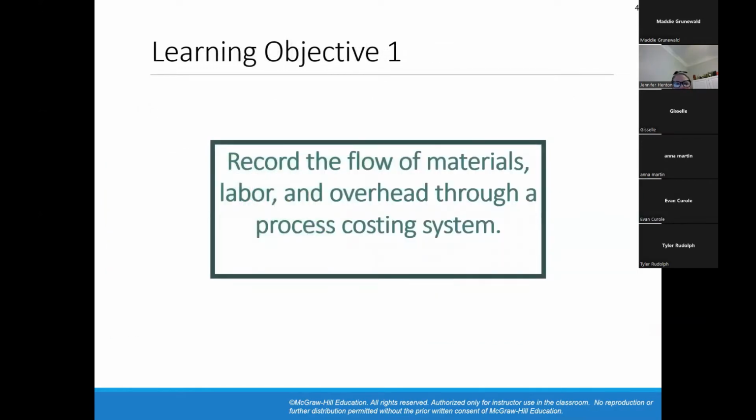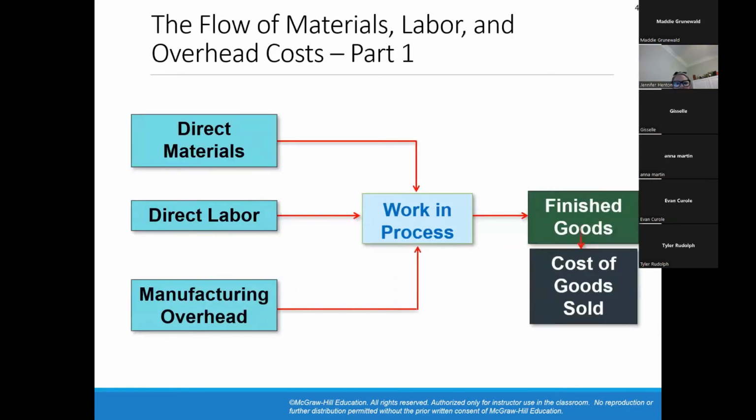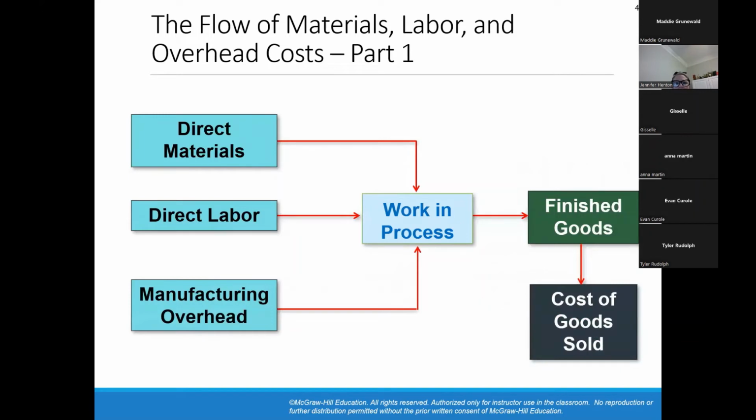All right, so objective 1, record the flow of the materials, labor, and overhead through the process costing system. So we're getting ready to walk through this. With the job order costing system, we did the same thing. We had direct materials, direct labor, manufacturing overhead. They flowed into the work in process. And then from work in process, they went to finished goods and the cost of goods sold. So we're going to be looking at the same thing.